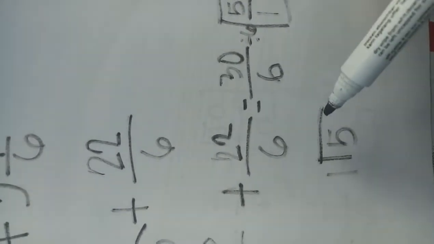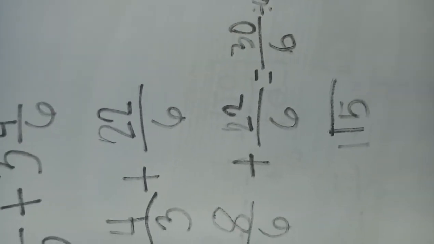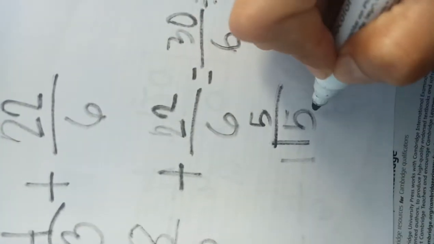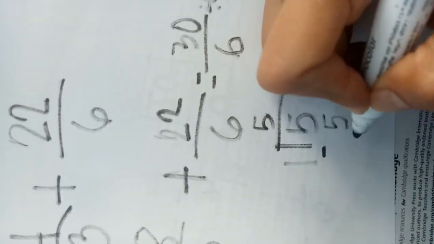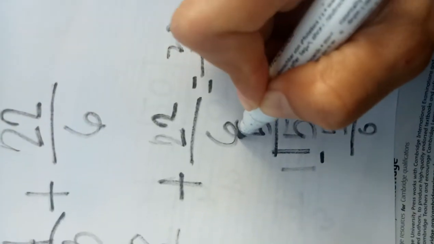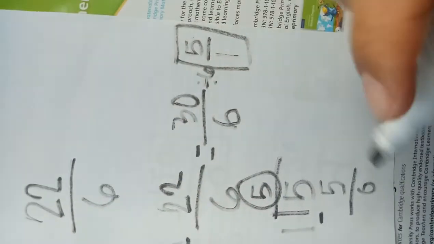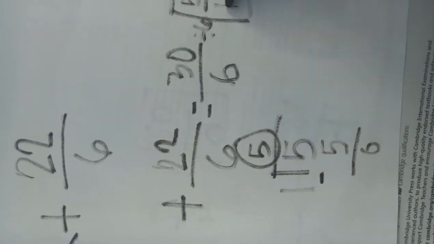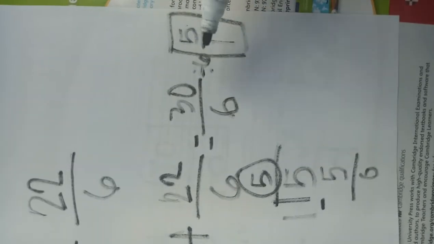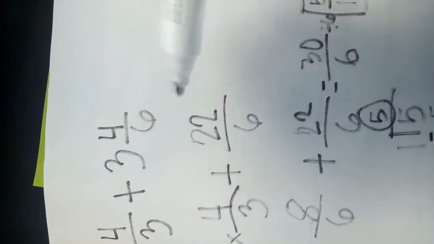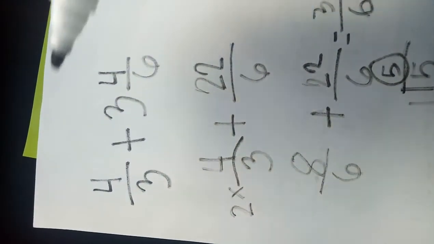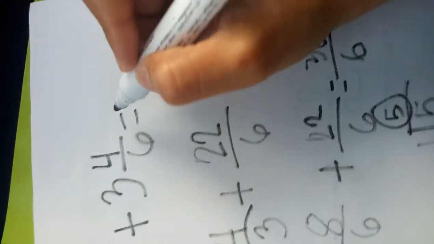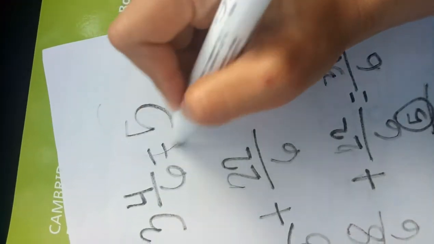How many 1s will go inside 5? Of course, there are 5. So we write 5 on top. Now 5 times 1 equals 5. So I'm going to write 5 here. Take away, 0. Therefore, our answer is 5. Actually, you don't have to do this. It's obvious here. When you see a denominator of 1, the answer is of course the numerator. So, therefore, on this problem, 4/3 plus 3 and 4/6 equals 5. 5 is our answer.